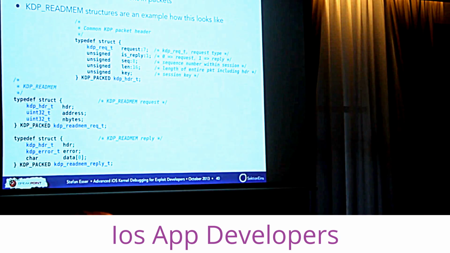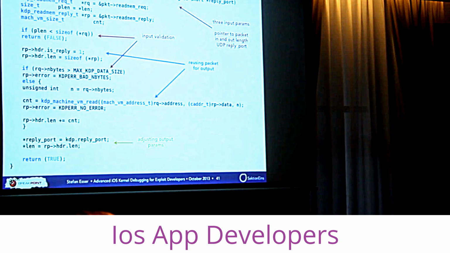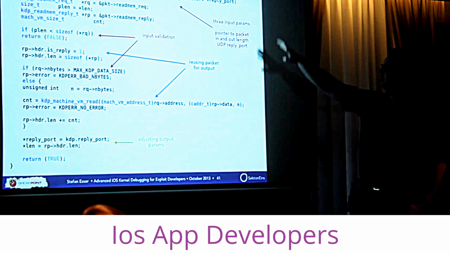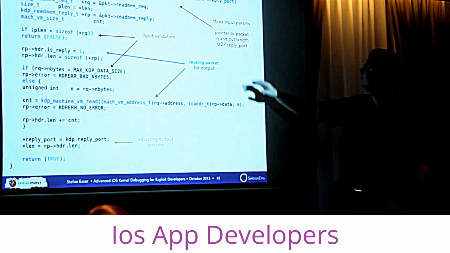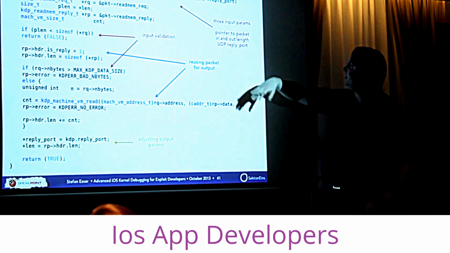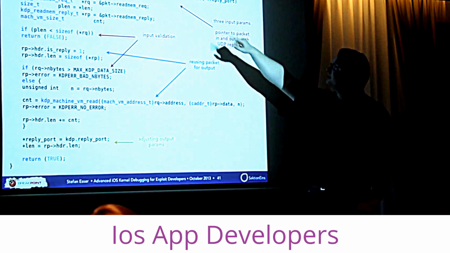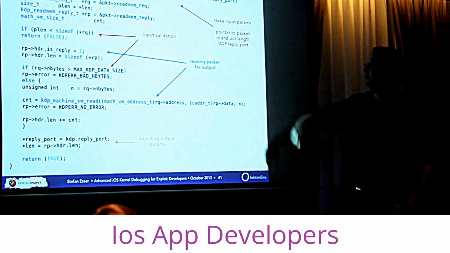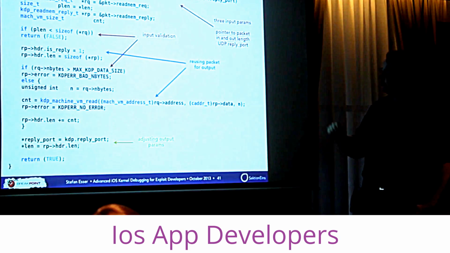And when you look into the implementation of this, this is the readmem function. So all these packet handlers are looking very much the same. They get 3 input parameters. You have the pointer to the actual packet data, you have an in and out length pointer here, and you have the reply port, so this is where the answer is supposed to be sent to.